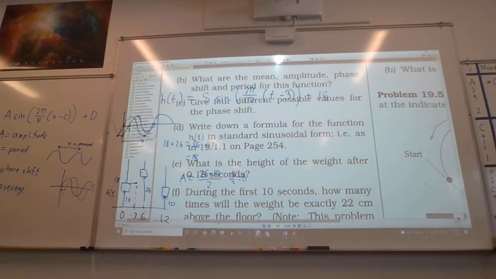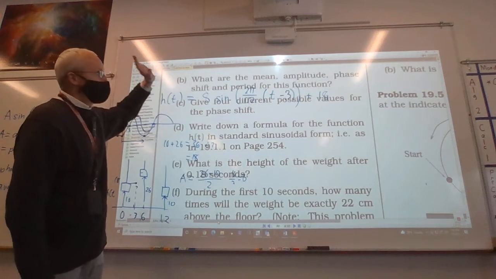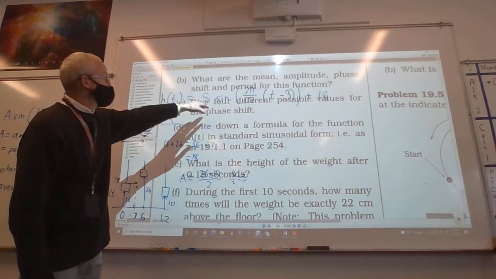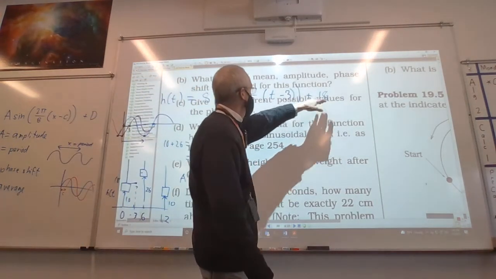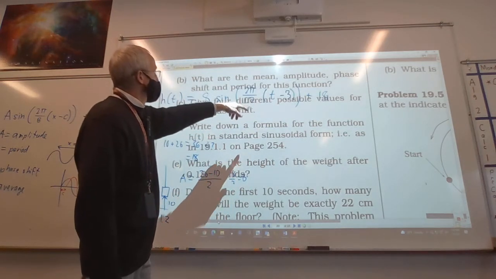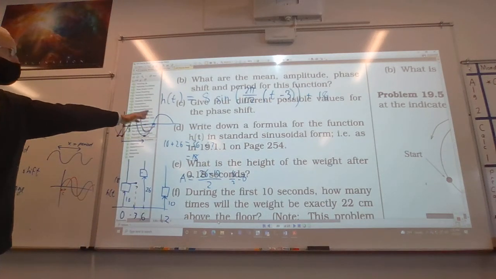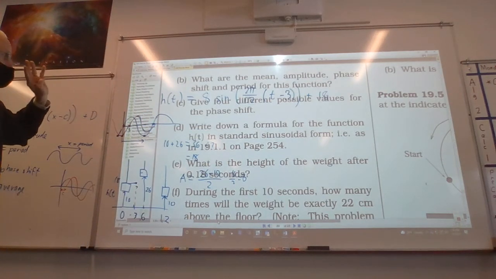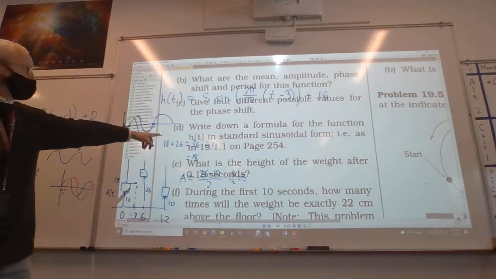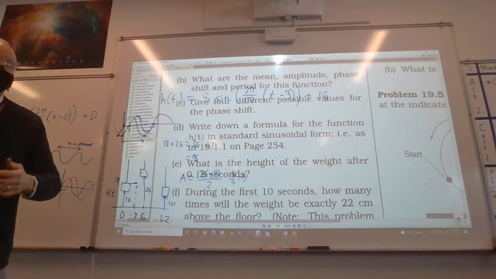All right, so we figured out the mean is the average. We did all this stuff already. We did A, B, C, D. When we wrote this down, we figured out the amplitude, the mean, which is the average, the phase shift, the period is 1.2 seconds. We did everything they said all the way to D except for 4 possible values of phase shift, so we've got to work on that. We did D, write down the formula, so we did that.